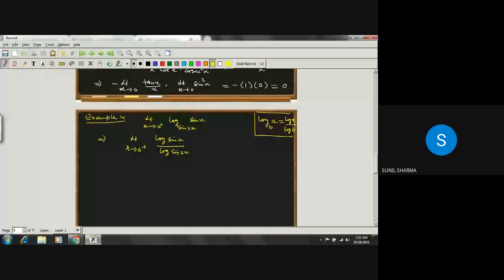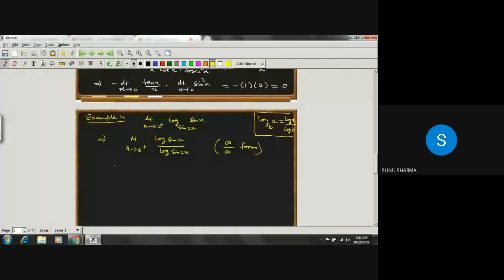Is this point clear? Yes, sir. Okay. So now at 0, sin 0 is equal to 0 and log 0 is infinite. So again, numerator and denominator both are infinite at x equal to 0 positive. So it is an infinity by infinity form.